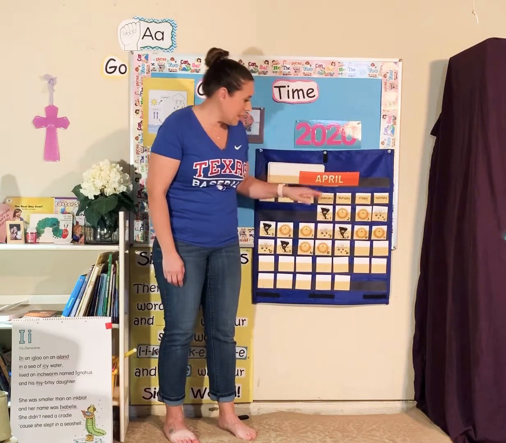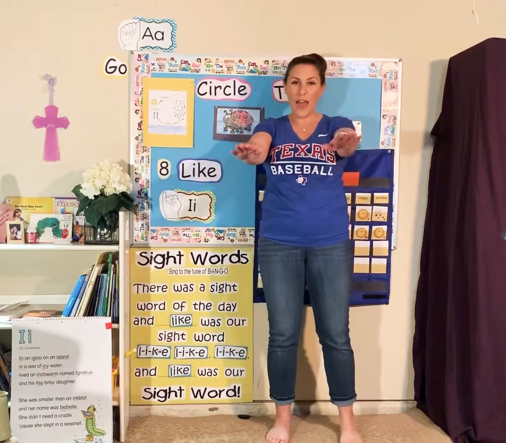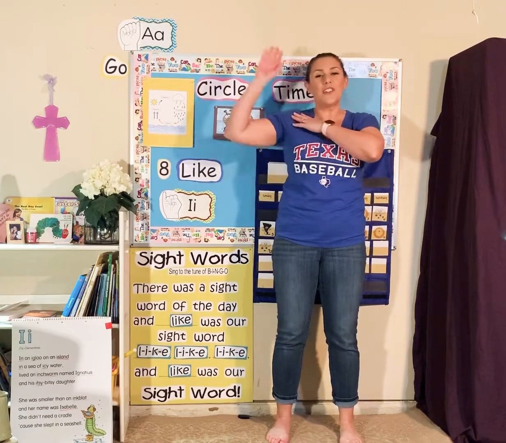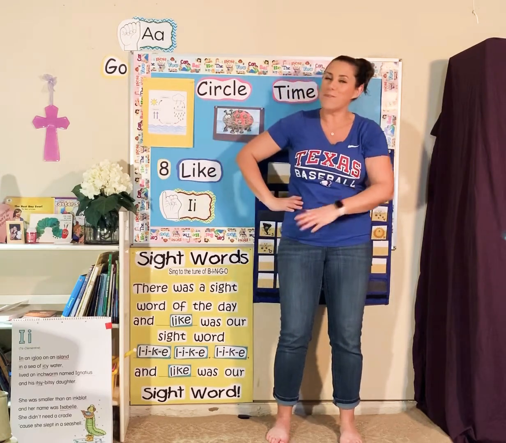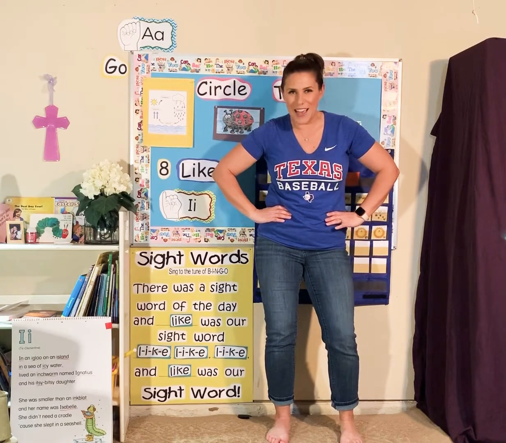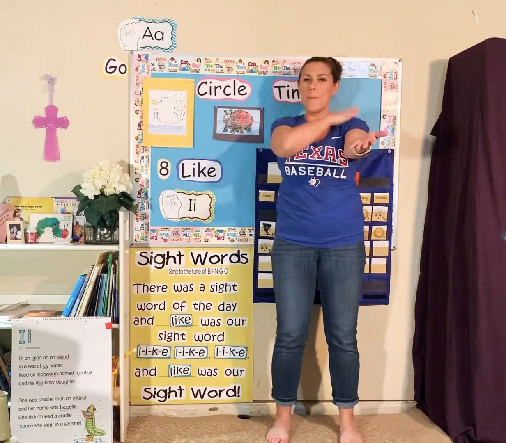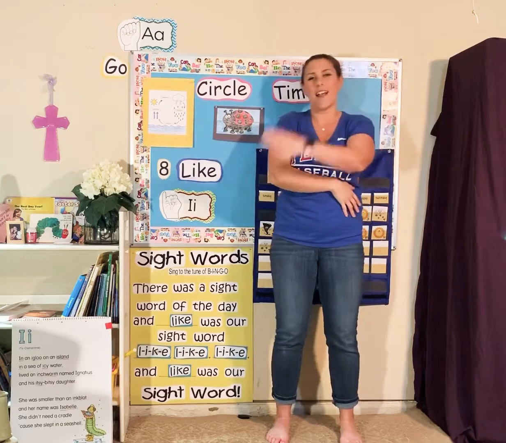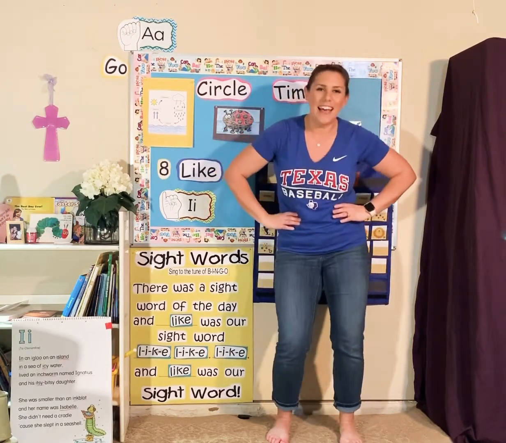And it's the 16th day of what month? April. January, February, March, April, May, June, July, August, September, October, November, December. 12 months in a year. One more time. January, February, March, April, May, June, July, August, September, October, November, December. 12 months in a year.